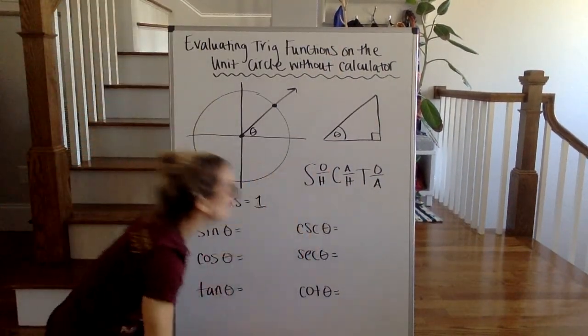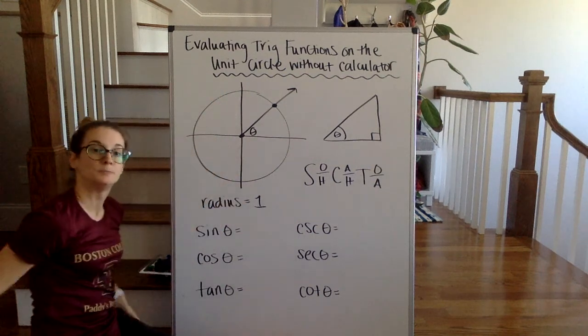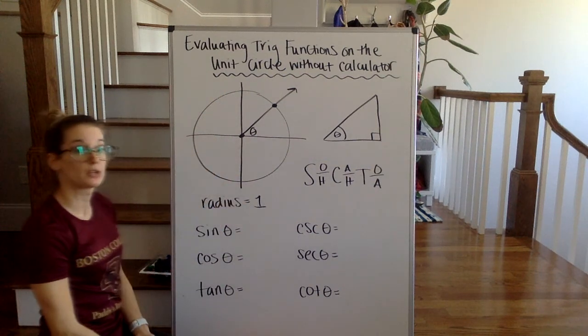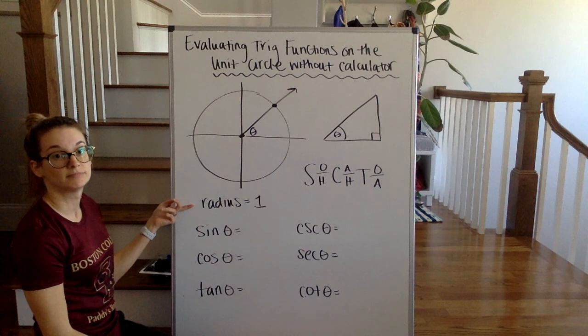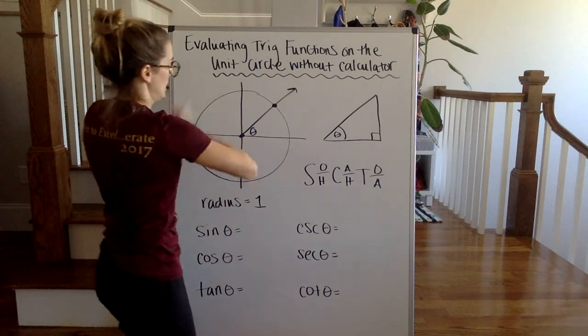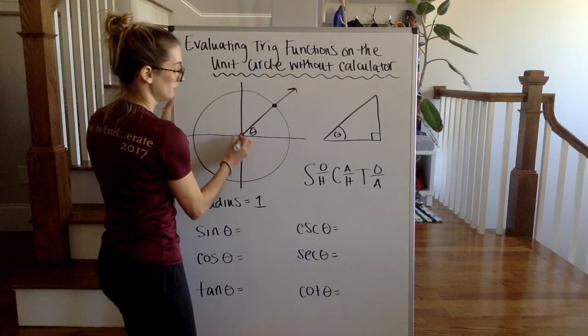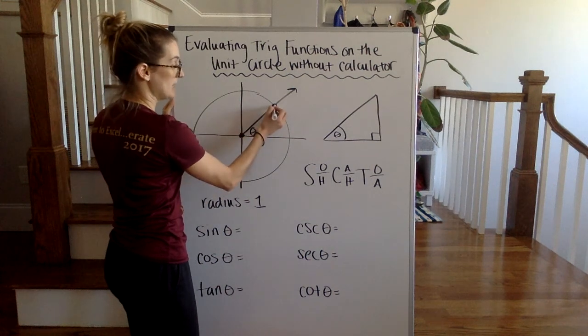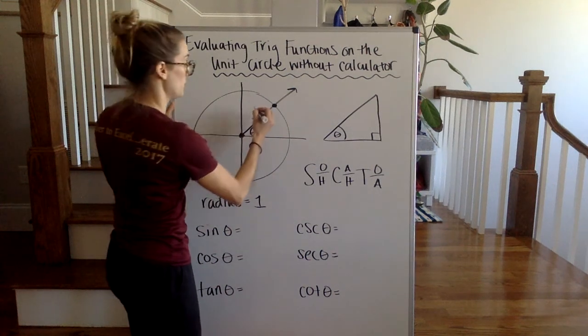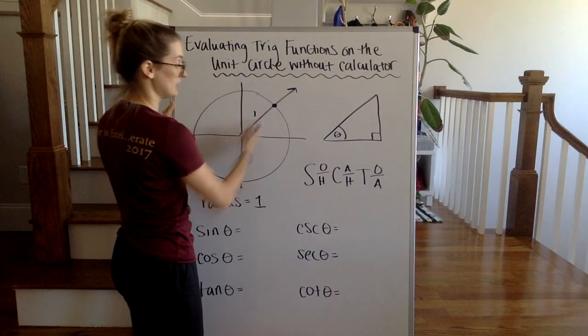All right, so I have drawn a unit circle. And something you should know about a unit circle is that the radius is 1. So that means I actually know the distance between the origin, the center of the circle, and any point on the edge of the circle is 1 unit. That means this distance here is 1.